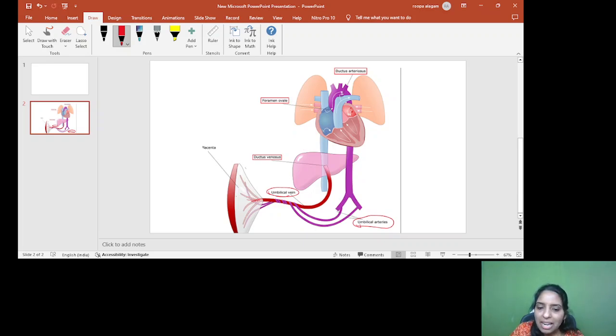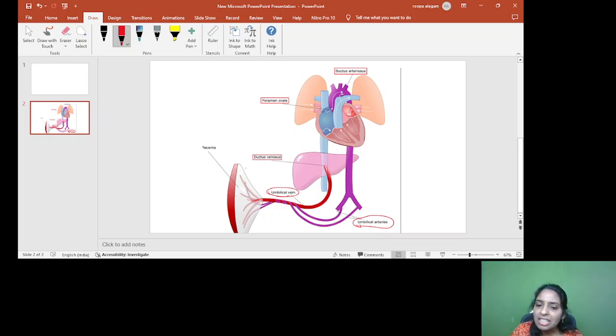See, from the placenta, this umbilical vein carries the oxygenated blood. This enters the fetus at the level of the umbilicus of the fetus. From the umbilicus, this umbilical vein enters into the left lobe of the liver. Left lobe of the liver.